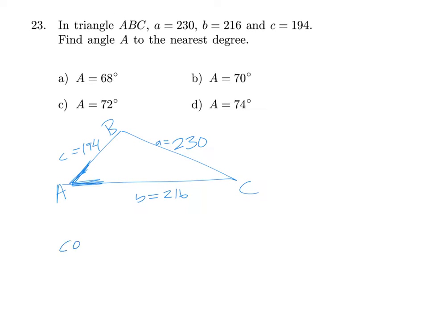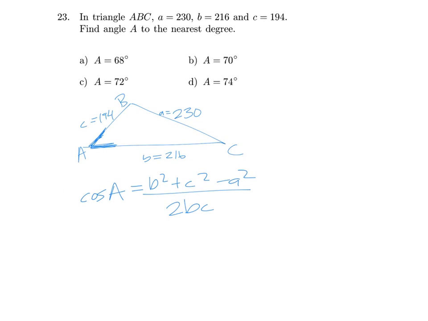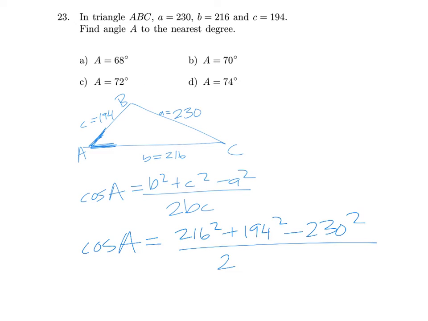So I'm trying to figure out A. So it's going to be cosine of A is equal to B squared plus C squared minus A squared all over 2BC. All right, so you just have to be careful plugging it in. So I have B squared, which is 216 squared, plus C squared, which is 194 squared, minus A squared, which is 230 squared, all over 2 times B, which is 216, and C, which is 194.